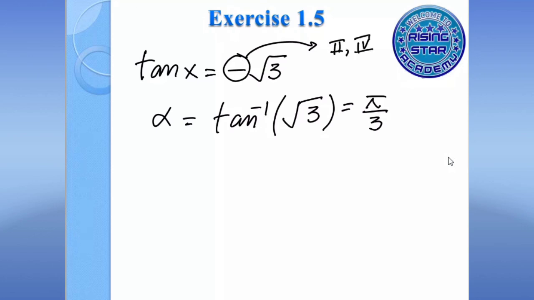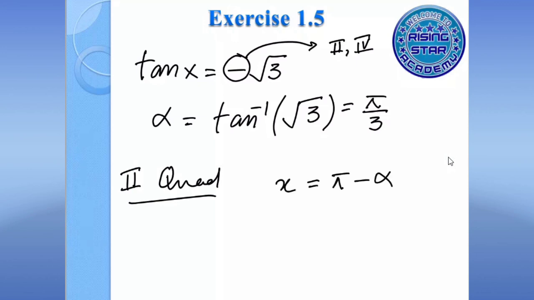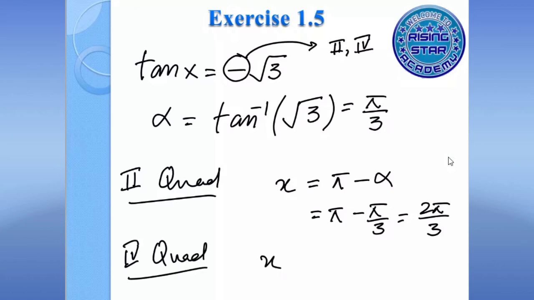So now I will work for the quadrant number 2. In quadrant number 2, we know that the x value would become pi minus alpha. So pi minus pi by 3, that would become 2 pi by 3. And for the fourth quadrant, we have x is equals to 2 pi minus alpha. So 2 pi minus pi by 3, that would become 5 pi by 3.